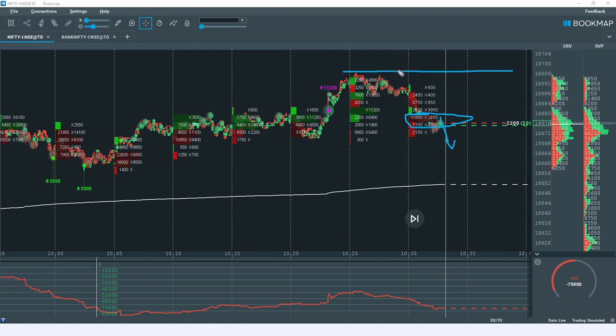Or once the critical levels are identified, for example, in this case, this is the level which plays a critical role, right? When price approaches this level, we will have order flow information.